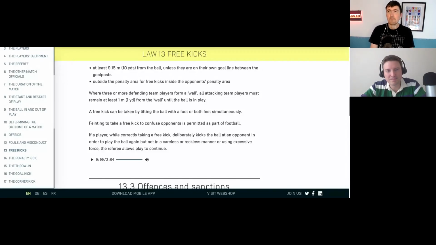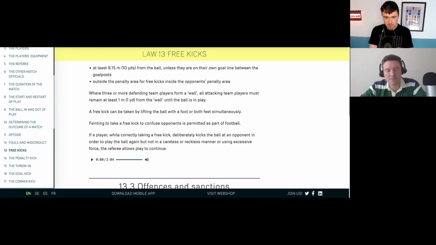You don't really see it much because it's not really that effective. Generally, for a free kick, you're wanting to have less height on the ball. Usually the problem is ballooning it over the bar. I suppose it helps you with getting up and over the wall, but it's not something you see. Feinting to take a free kick to confuse opponents is permitted as part of football.